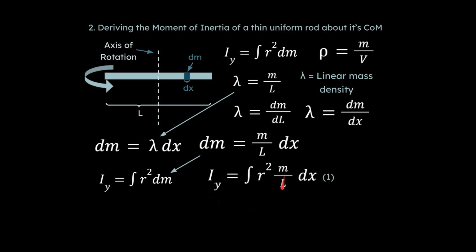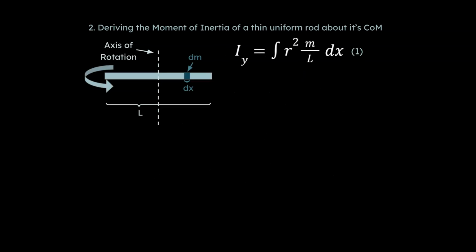Now at this point, these two are constants, so we can go ahead and draw those out. I've actually run out of room here, so I'm going to label this as equation 1, and I'm going to show you exactly where that goes. This is the same equation right here. So we're going to start to simplify and eventually integrate this and see what happens.